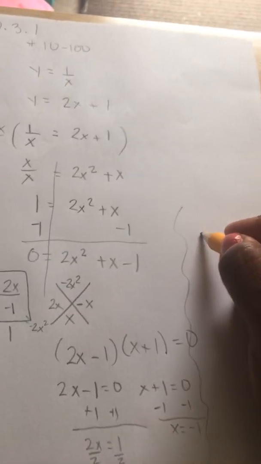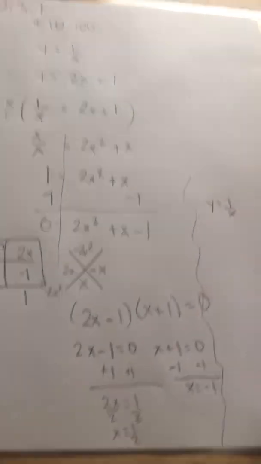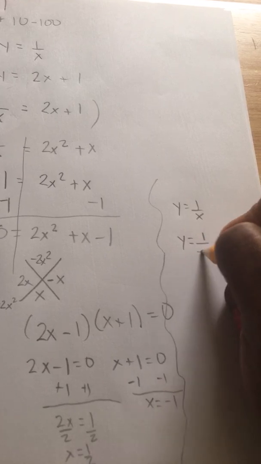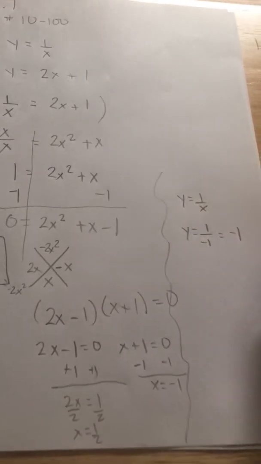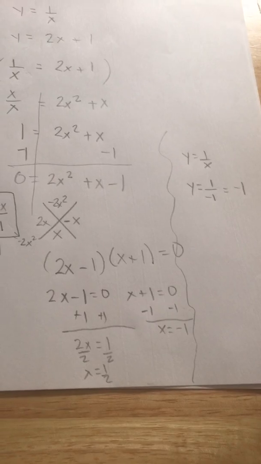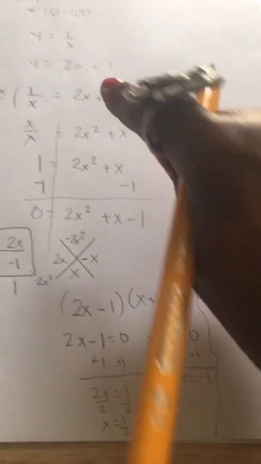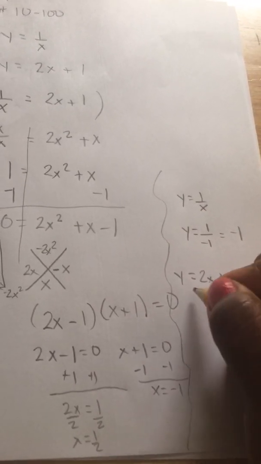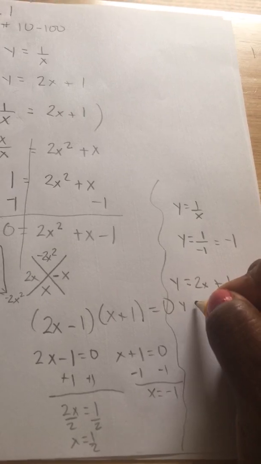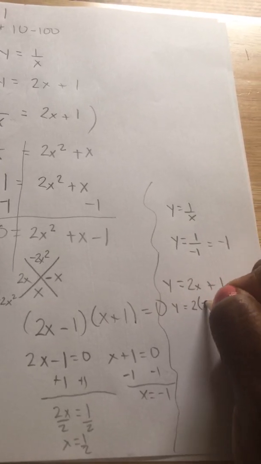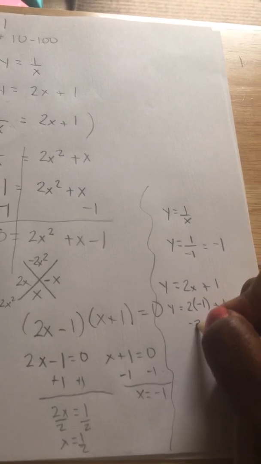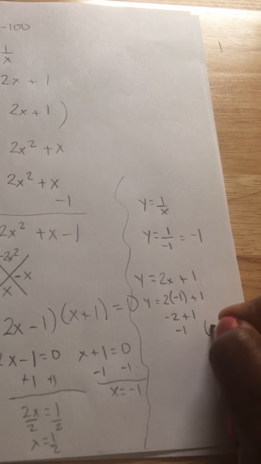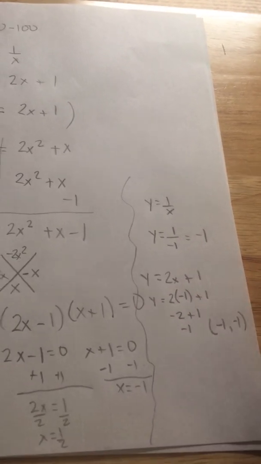So what's my first equation? Y equals 1 over x. So I'm going to plug in negative 1. I get y equals 1 over negative 1, right? Which equals negative 1. I like that. And then you could do that into the other equation too to make sure you're right. So for y equals 2x plus 1, put 2 times negative 1 plus 1. That gives you negative 2 plus 1. So that again is negative 1. So when x is negative 1, y is also negative 1. So that's your first point of intersection.